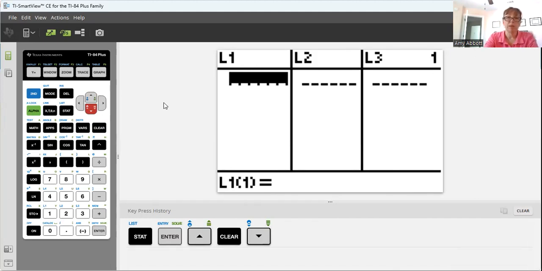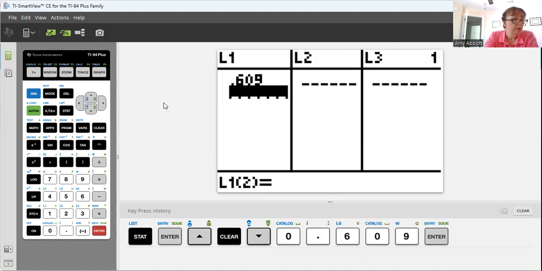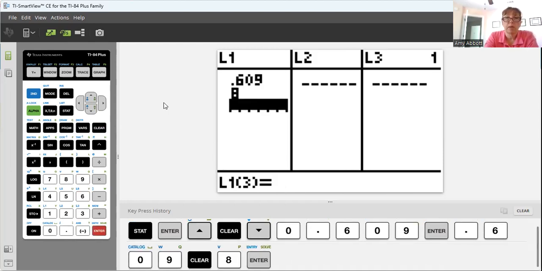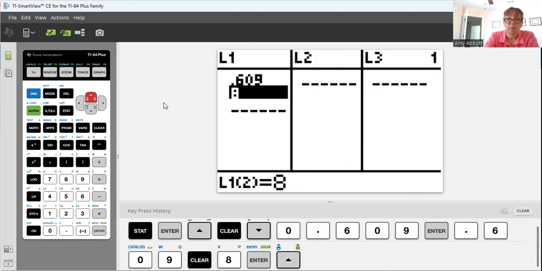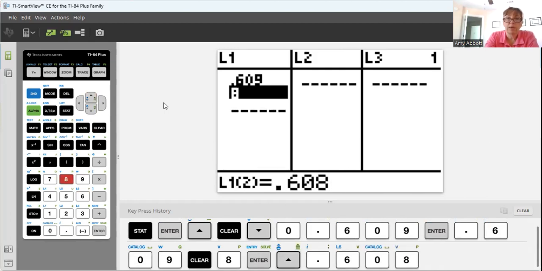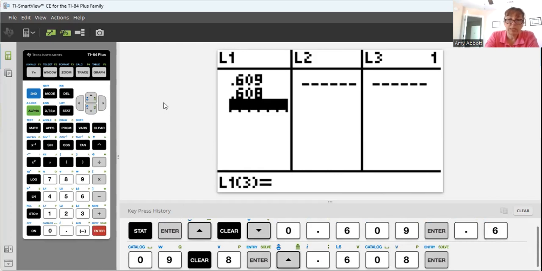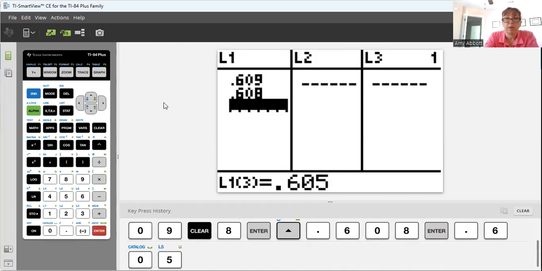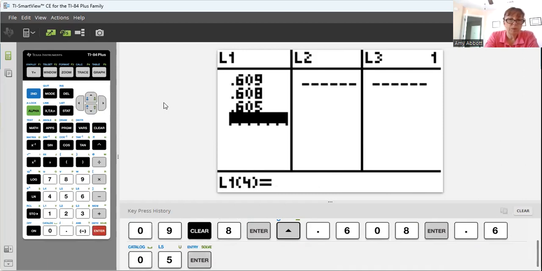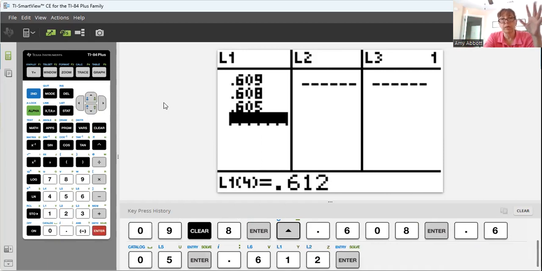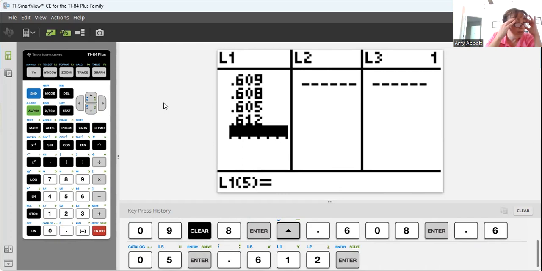All right, so I'll go ahead and enter some of the numbers. I'm not going to enter the whole list, but it was 0.609. Then we had 0.608. 0.608, enter. There we go. 0.605, enter. I'll just do one more number. But you need to enter all the numbers on the list, and they had 13 numbers. So I'm just doing 4 of the numbers, just so you get the idea. All right, so we enter the numbers.